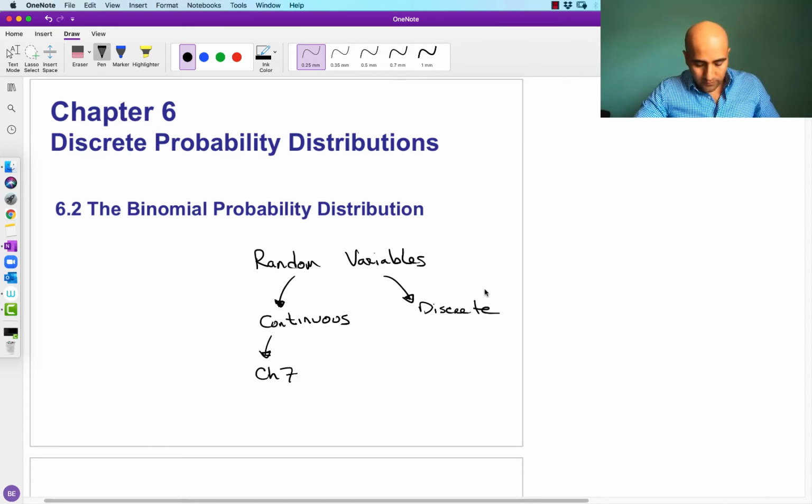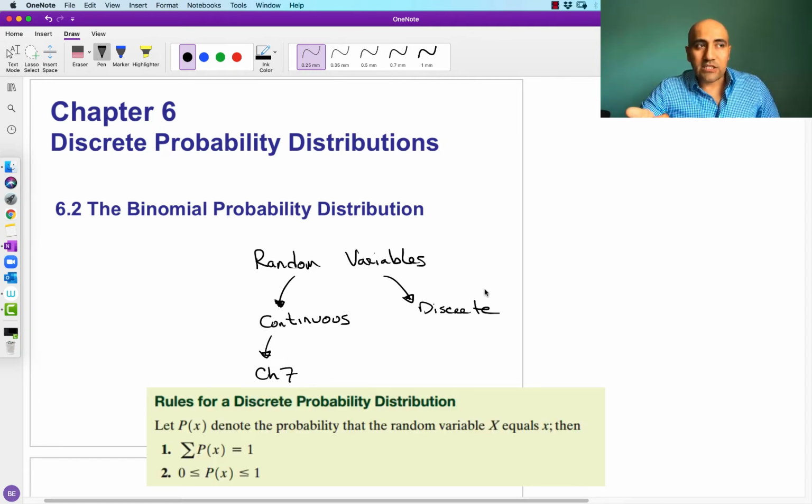In order to have a proper probability distribution, we have to adhere to a couple of rules. Each individual probability has to be a value between 0 and 1. We can't have negative probabilities, and we cannot have a probability above 100%. And the summation of all the probabilities in your distribution has to add up to exactly 100%, so exactly 1 if you're using the decimal value of a probability.